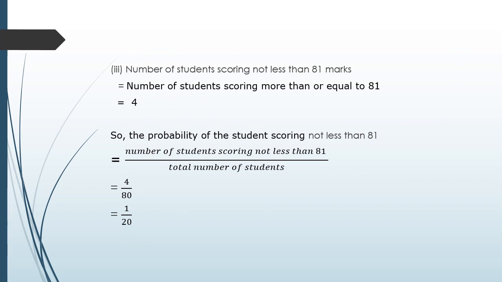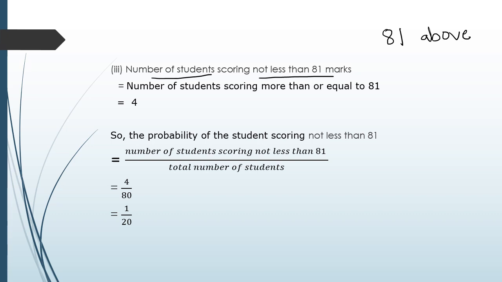Now let's look at the third example. The third example is asking us to find the probability of number of students scoring not less than 81. Now what do we mean by not less than 81? We don't want those students who have scored less than 81, which means we want to find out those students only who have marks greater than or equal to 81, 81 above.